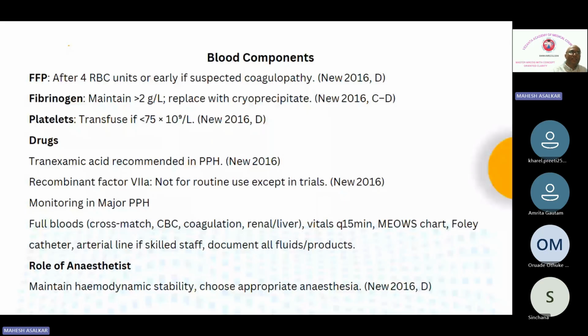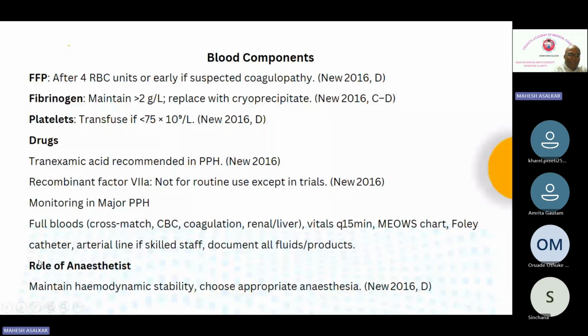Then drug, tranexamic acid is recommended in postpartum hemorrhage. Recommended factor 7 not for routine use except in trials. Monitoring in major PPH: full blood, cross match, CBC, coagulation, renal profile, liver, all these you need to monitor. MRCOG chart you need to do.